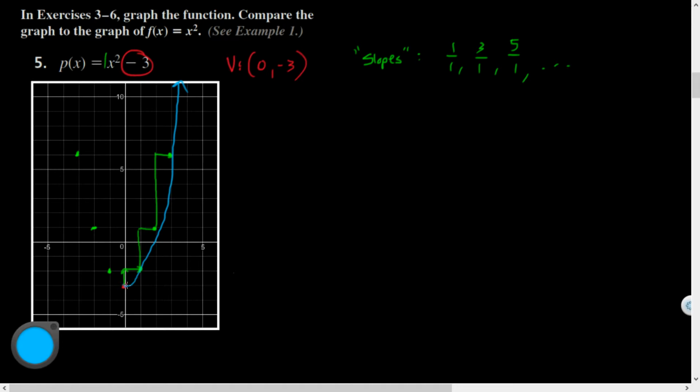Terribleness, Mr. Waddy. You are just not good at drawing parabolas, but somehow you get paid for it. That's all right. So there you go.